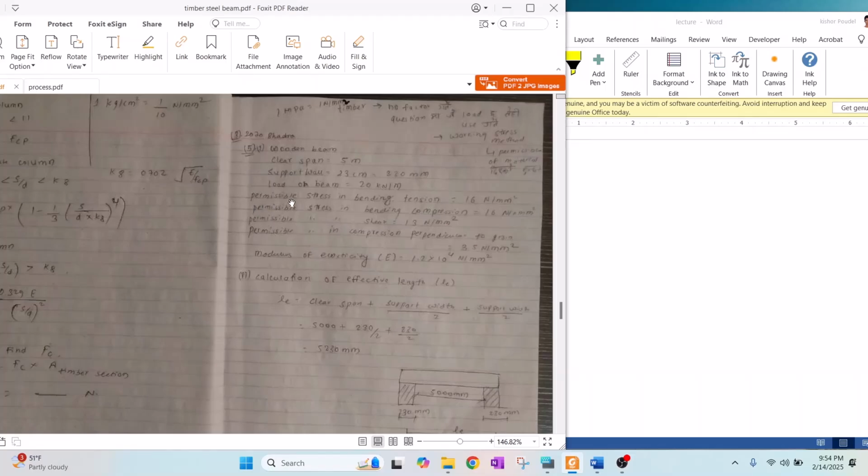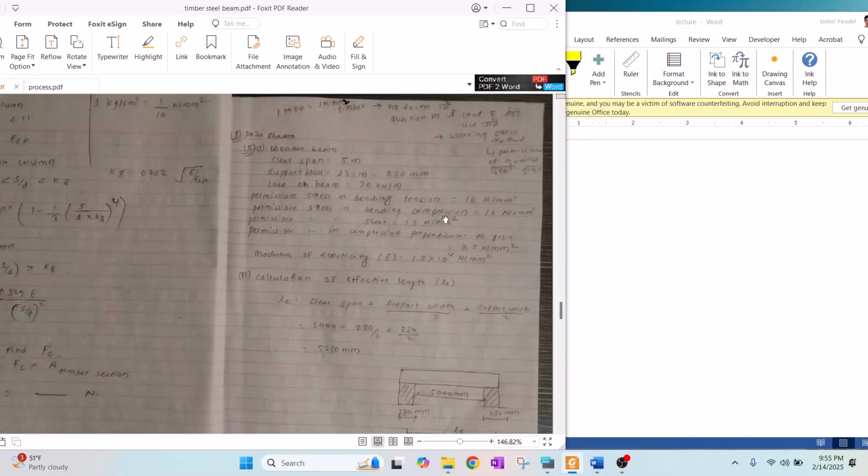Also, there are some properties of that wood. These are permissible stress in bending tension, that is 16 newton per mm square, and bending compression, that is 16 newton per mm square. As the material is homogeneous, its permissible stress in bending tension and bending compression is same. Okay, that's why these values are same.